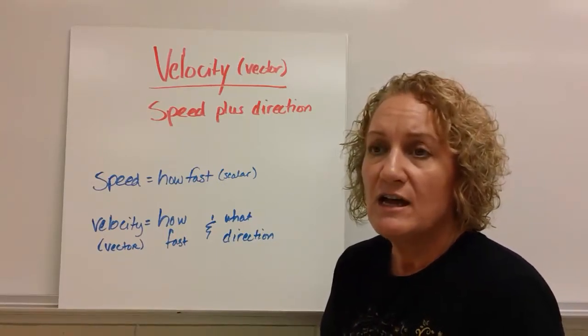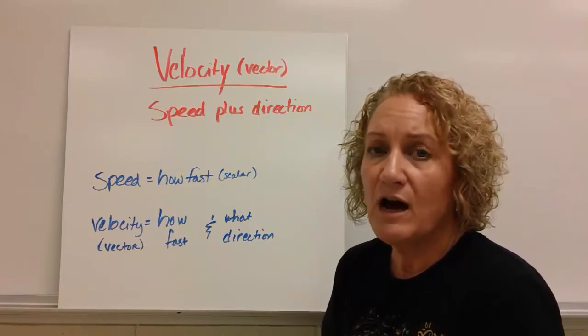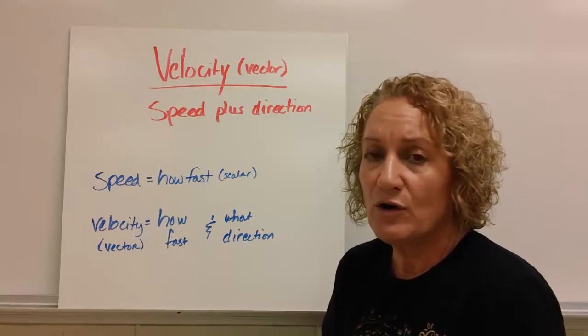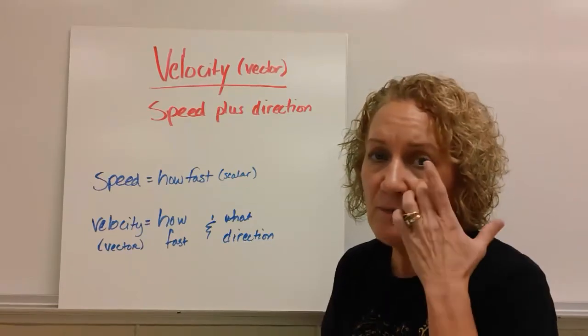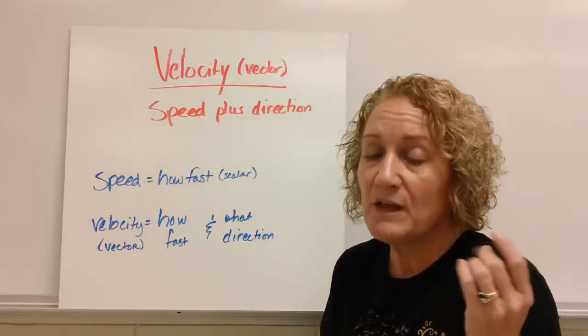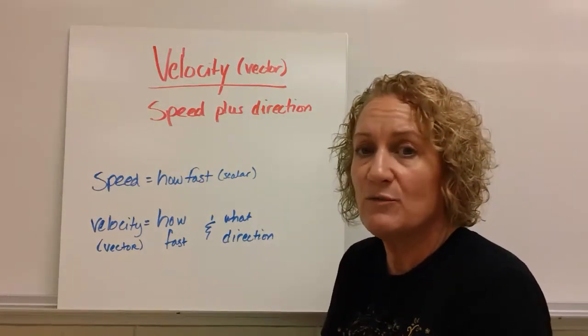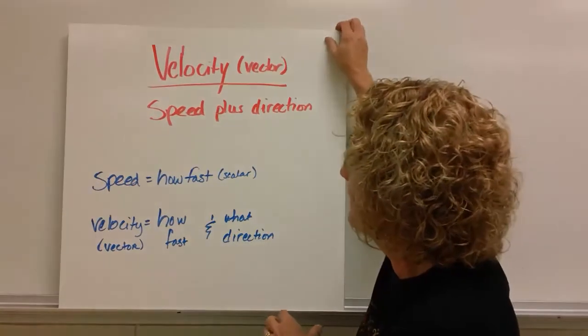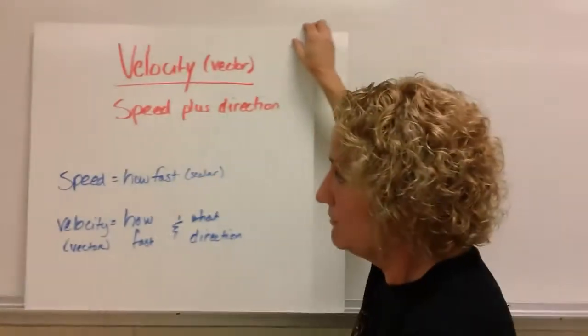You could say 45 miles per hour up, 60 miles per hour north, 47 miles per hour southeast. So you can use north, south, east, and west, but there's other directions you can use in addition to just those four. So velocity, speed, plus direction.